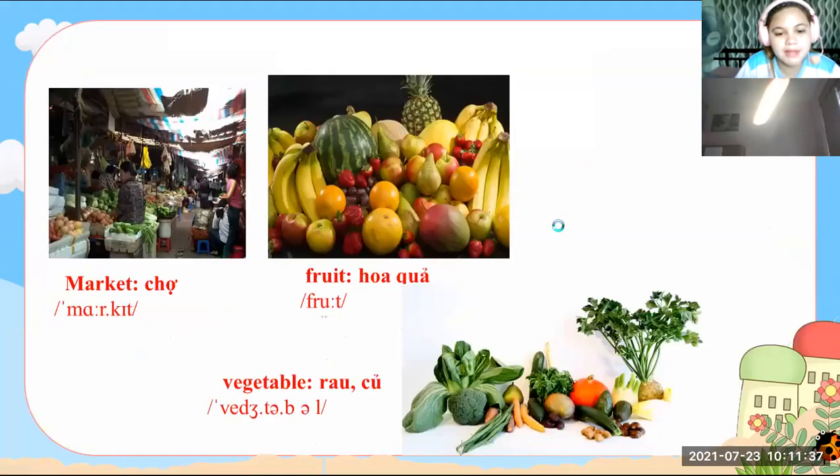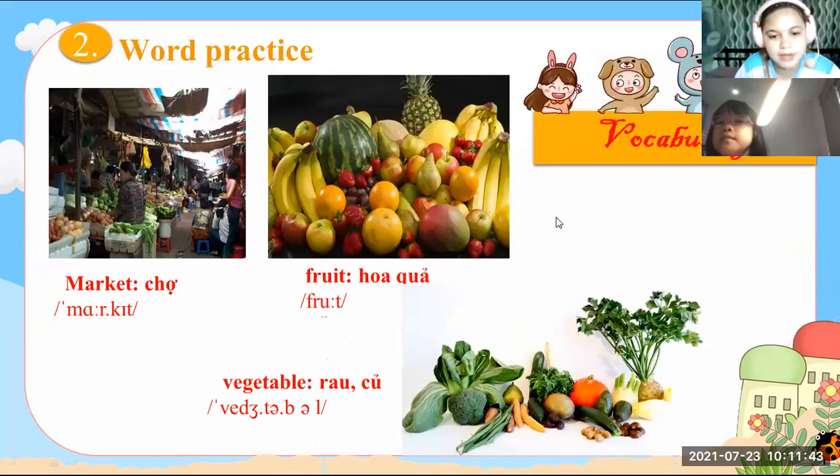All right, so let's talk about the pictures here on the screen. What can you see here on the picture, Han? Number one is? Market. Next one is? Fruit. And next one is? Vegetable. Okay, so let's talk about the market. When your mom goes to the market, do you go with her also? Yeah.